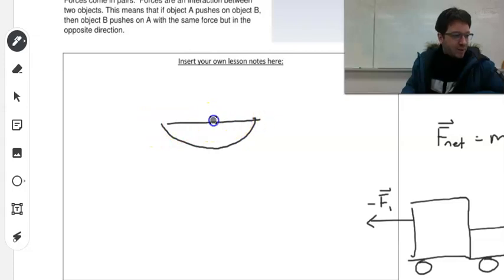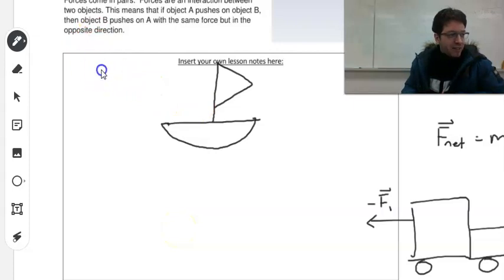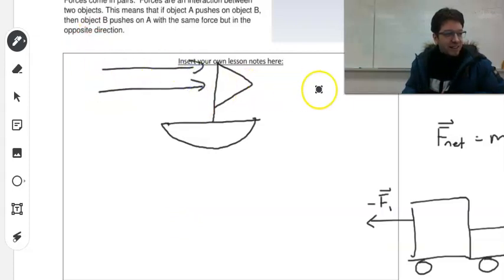Okay, and on the boat we have a sail. Here's our boat. Now, if we have some wind, the wind is going to hit the sail and cause the boat to move. We're going to ignore fluid motion and stuff that I'll teach you in grade 12. But let's just say it hits the sail and the boat moves.